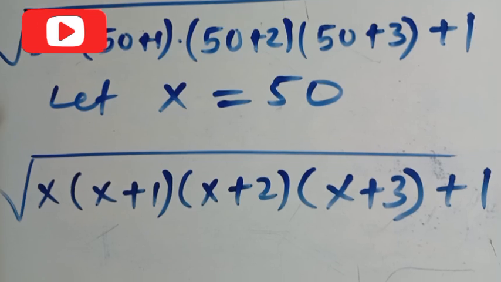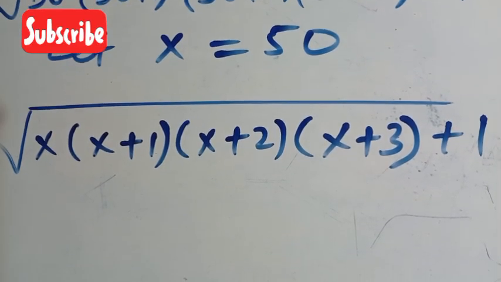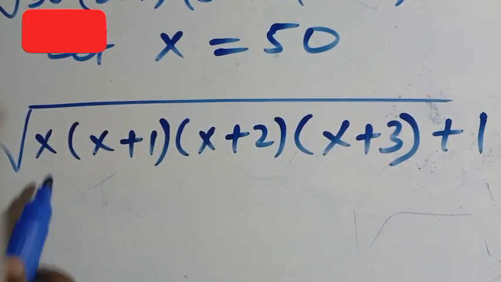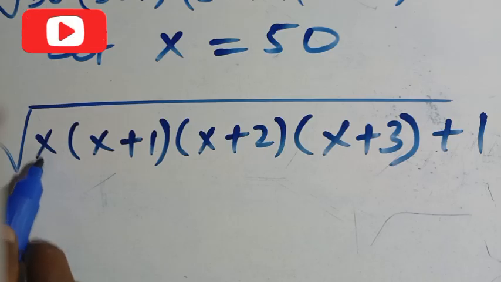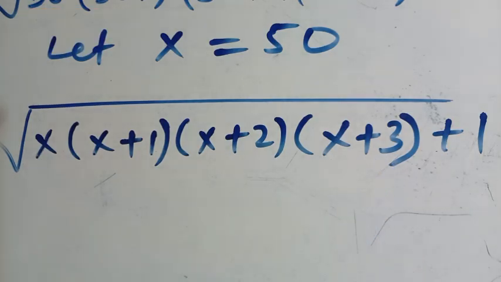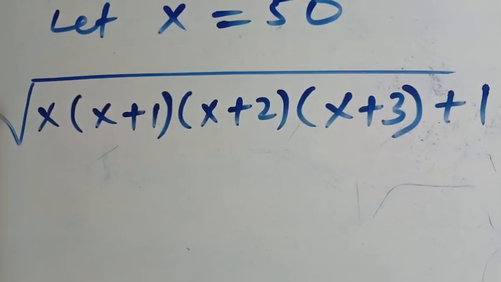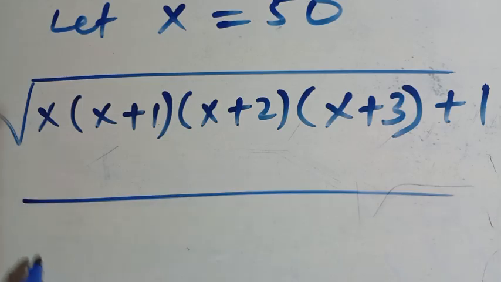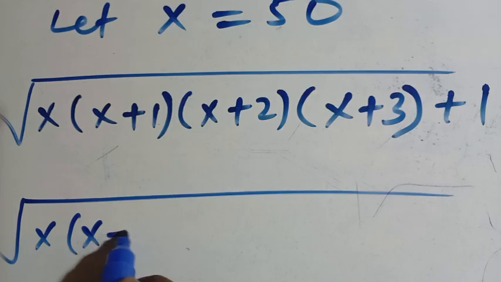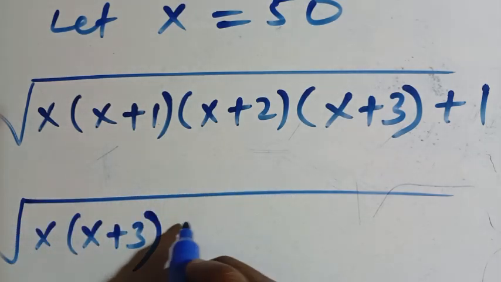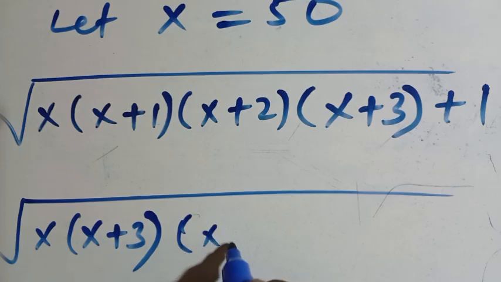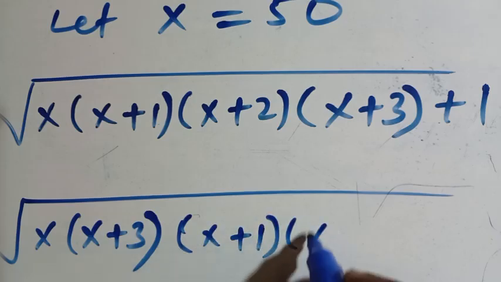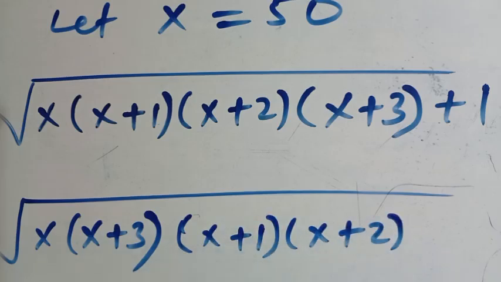So the next step is we are going to multiply this one. Let's say we multiply x with x plus 3. So what we are going to have is simply the square root of x into bracket of x plus 3, and also this one we put together as x plus 1 multiplied by x plus 2, then plus 1.